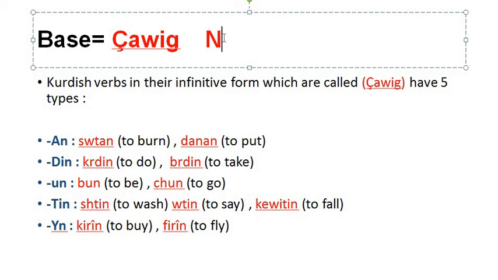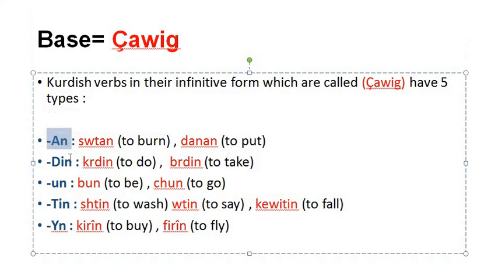Okay, I think in Persian they have only 2 endings. They all end with n, but they have 2 letters that come before n. But in Kurdish we have 5. Look, we have an. Some verbs end with an, some with din. Okay, this is not din, this is din. Some verbs end with wun, tin, and yin.